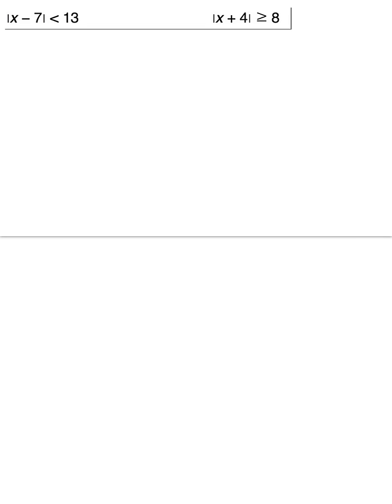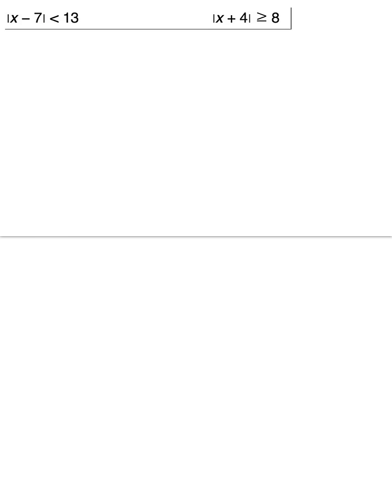Okay, let's start with this example on the left that says the absolute value of x minus 7 is less than 13. The first thing that I look for is absolute value. Is it isolated? Yes. So let's look at the next thing. Is this number greater than 0? Yes. So we can solve it.